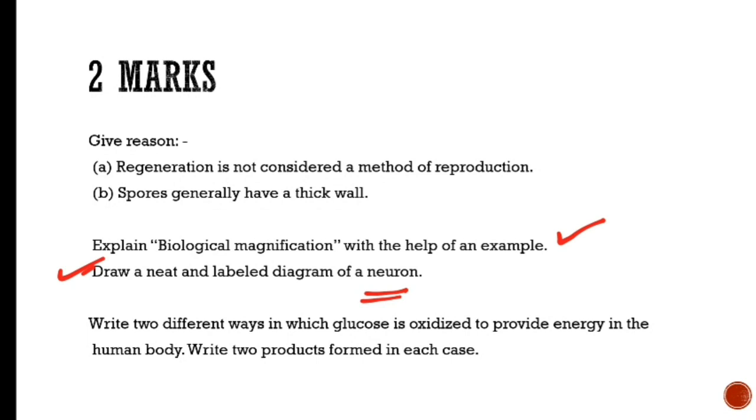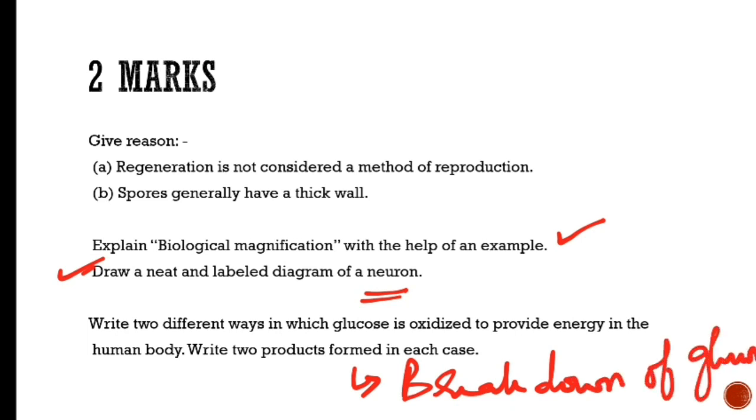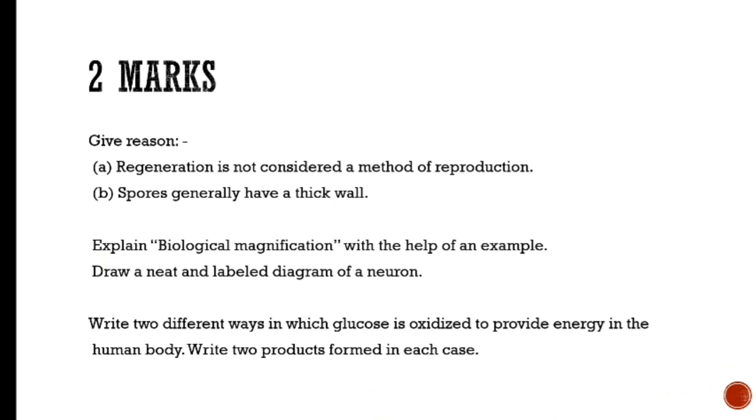Moving on to the next question, write two different ways in which glucose is oxidized to provide energy in the human body. Write two products that are formed in each case. So again, you can refer to the diagram that is given in your life processes chapter, and the heading says breakdown of glucose. So please refer to this and practice this diagram. It definitely will be asked for 2 marks or 3 marks, and it is a question that is compulsorily asked in all the question papers. So make sure that you practice it.